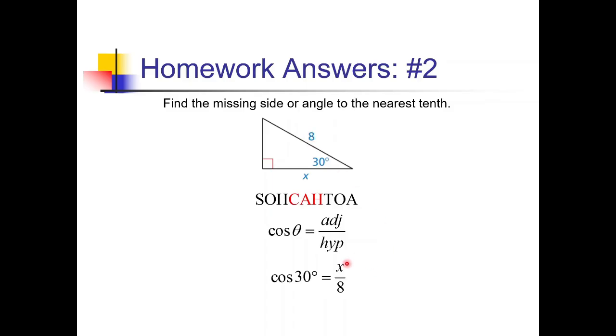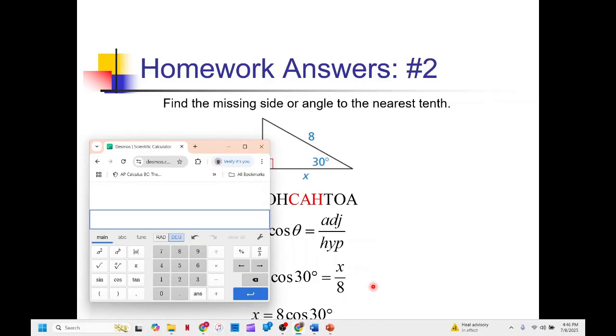Now to solve for x, I have to multiply 8 by both sides. So 8 times the cosine of 30 is going to give me my answer. Let me run that on the calculator. So let's do 8 cosine 30. And all this time it's in degrees. That's the nice thing about the Desmos scientific calculator. It defaults to degrees. So that's going to be 6.9 roughly.